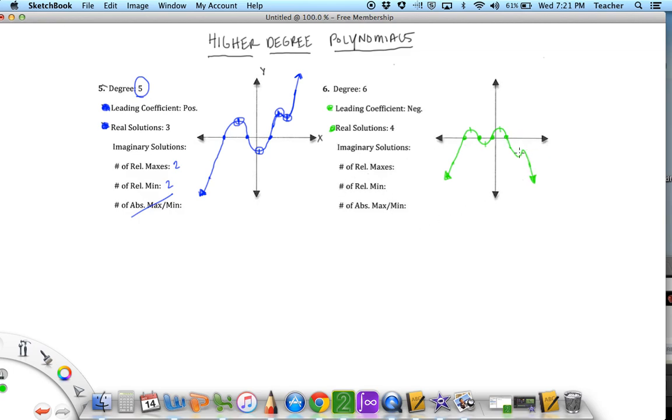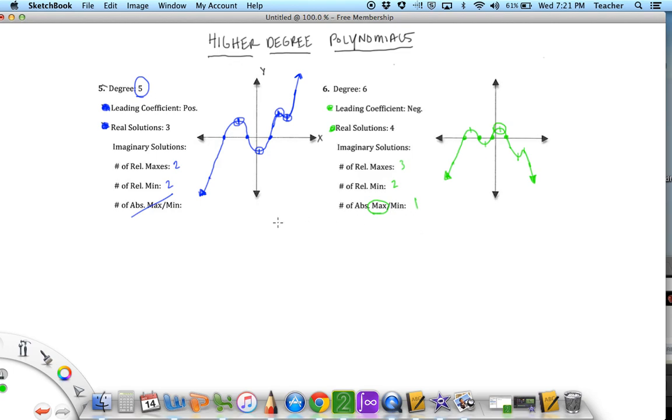And now I count up my points here. I have how many maximums? 1, 2, 3. 3 maximums. Minimums, 1, 2. And do I have any absolute maximum or minimums? I'm going to call this one my maximum. Okay, so there is one absolute maximum point, meaning there's one high point in the entire graph.